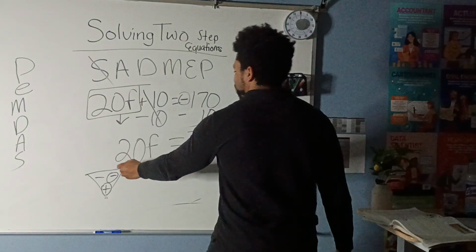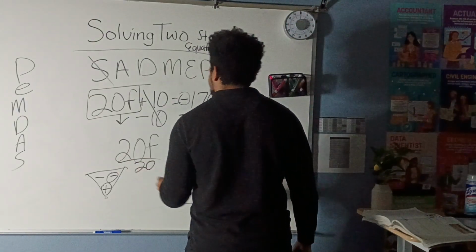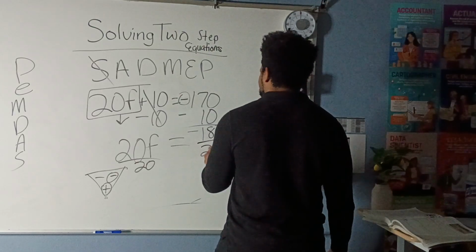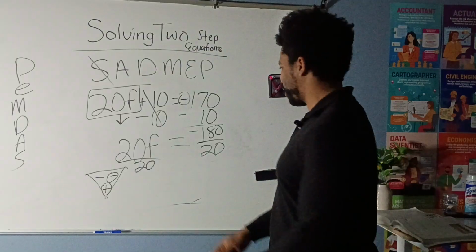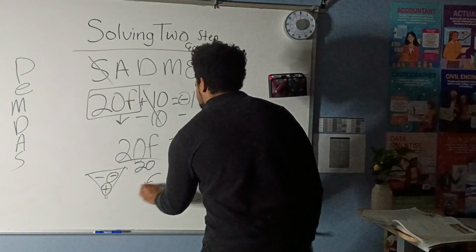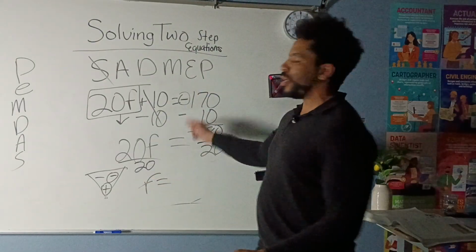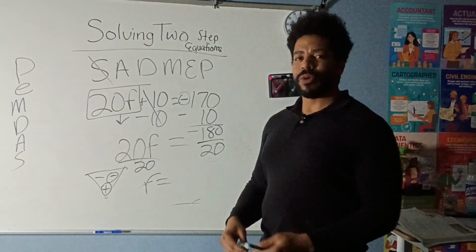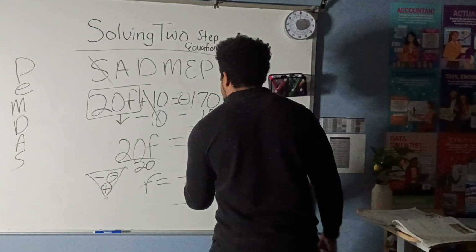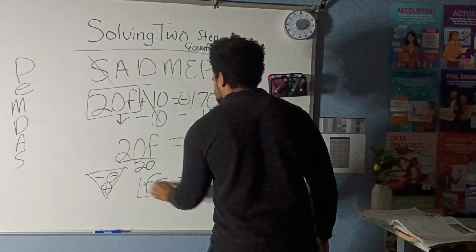And so we divide both sides by 20. Remember, just like the justice of God, he's got to give it to all sides. And it's f is equal to negative 180 divided by 20, which is going to be negative 9.